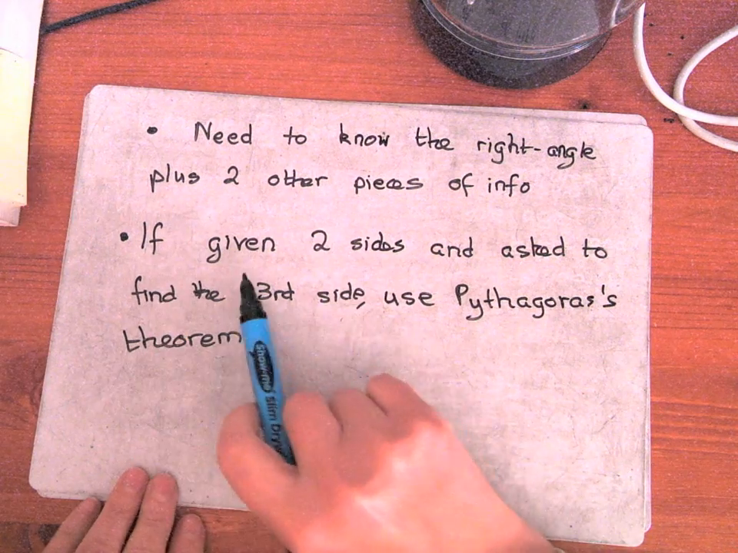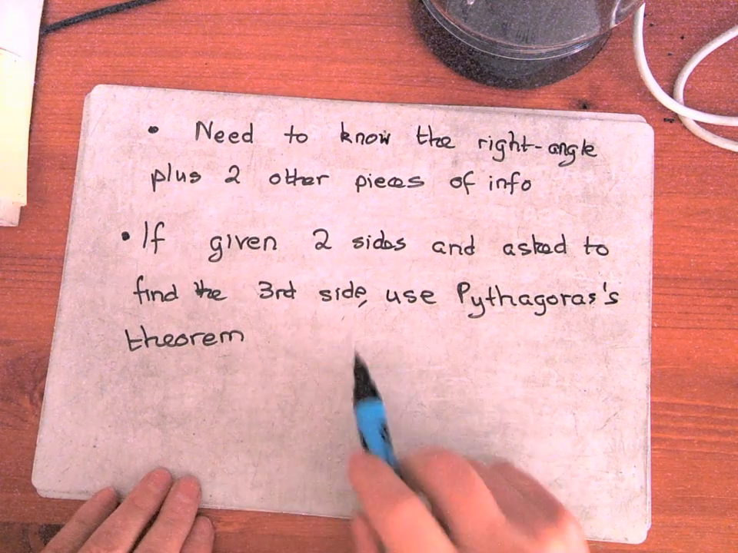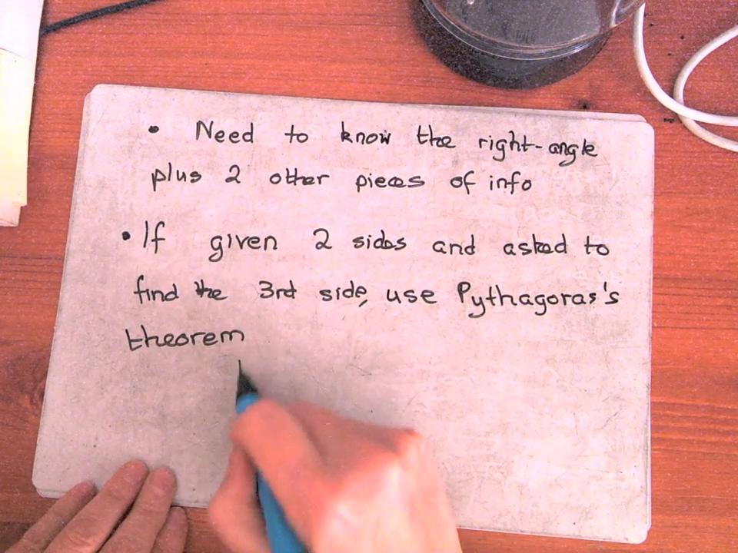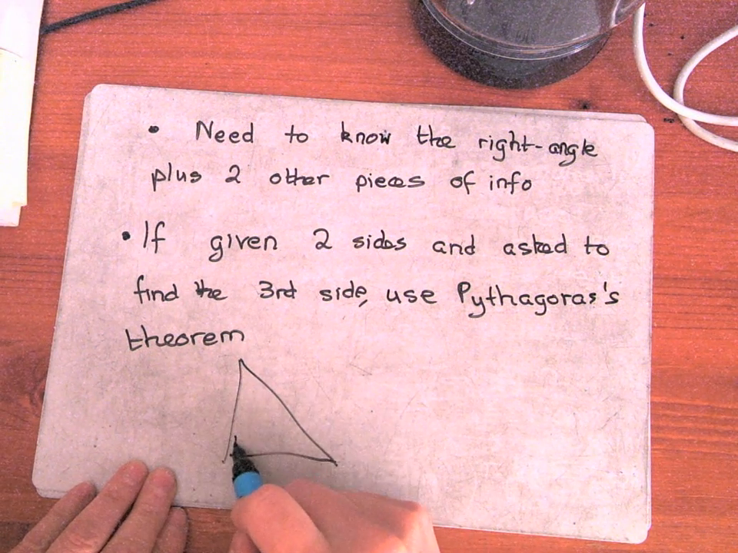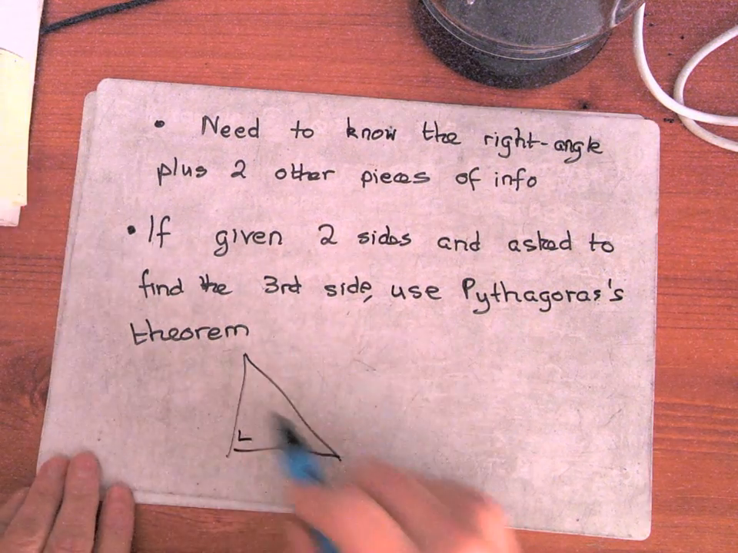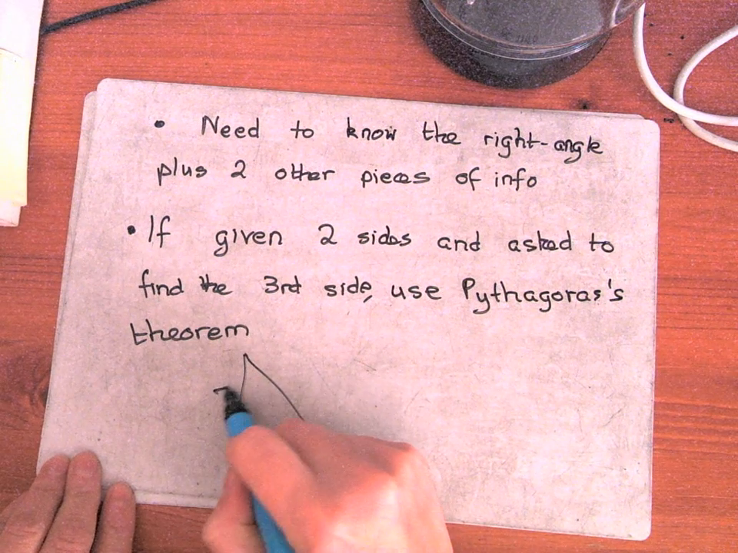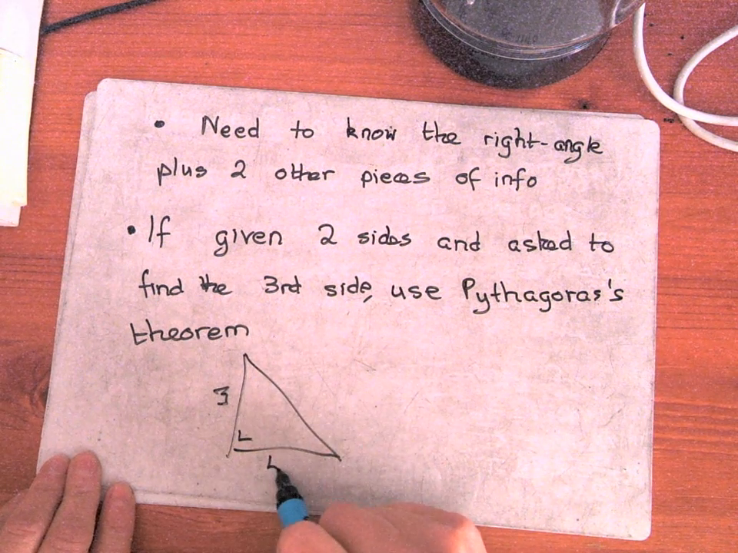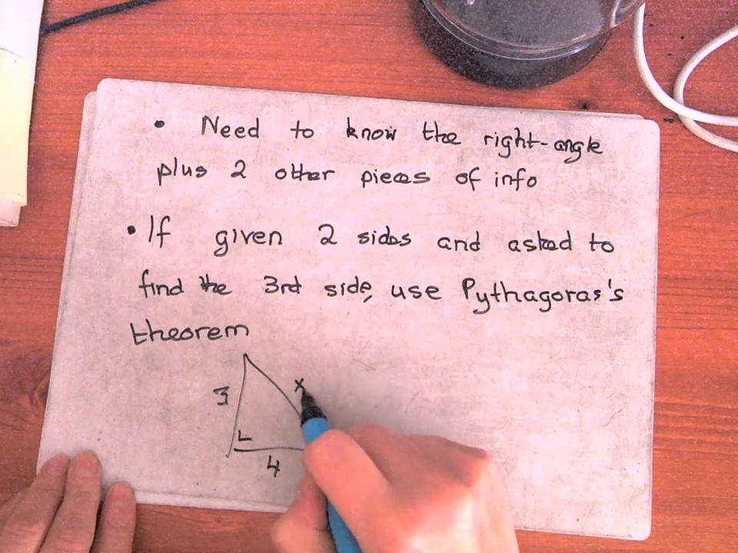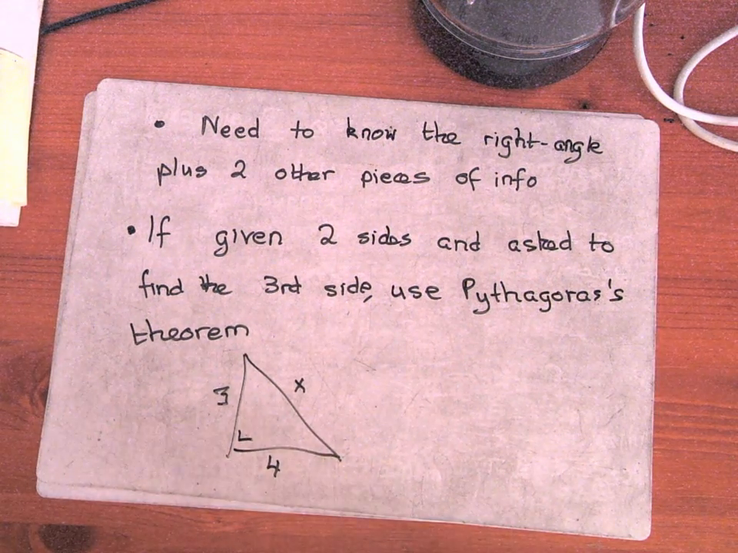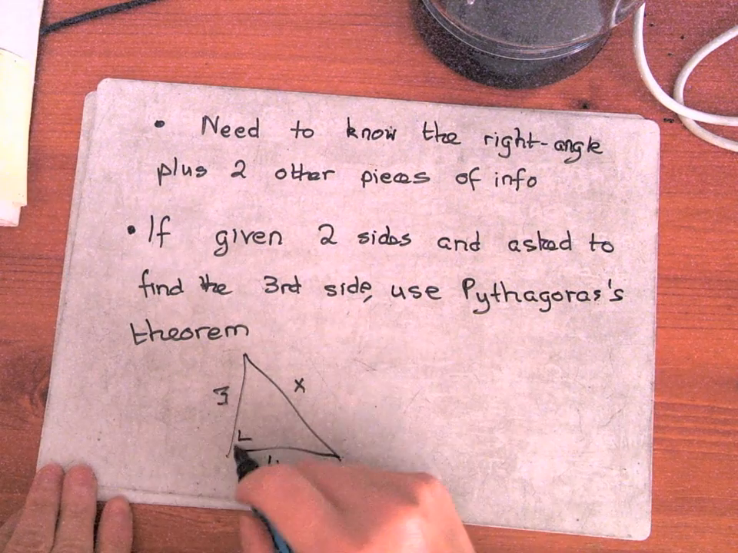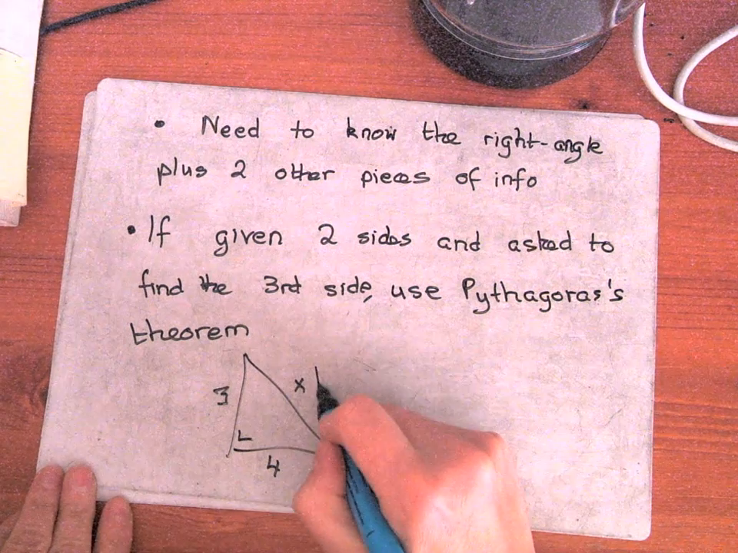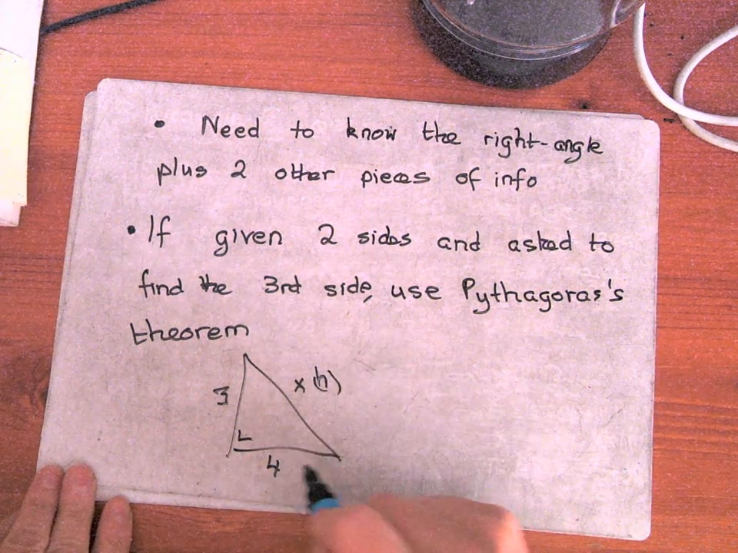If you were given two sides and asked to find the third side, use Pythagoras' theorem. So if you're given your right angle triangle, there's information number one, it's a right angle. And if they tell you this side measures 3, this side measures 4, and they say find x, find the measure of this. So there's no angles involved, it's just the three sides. That's Pythagoras' theorem.